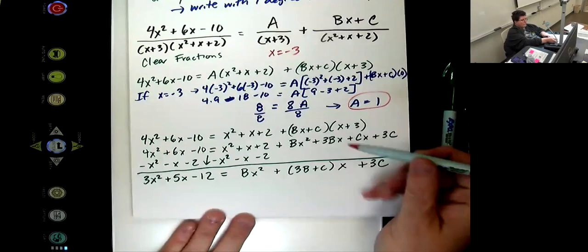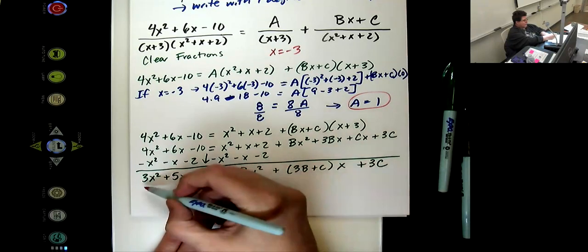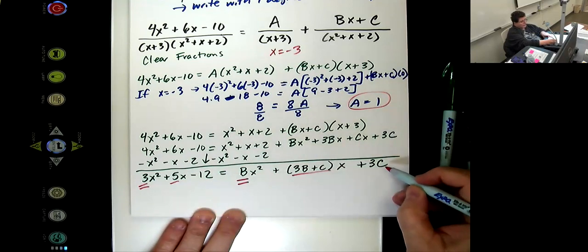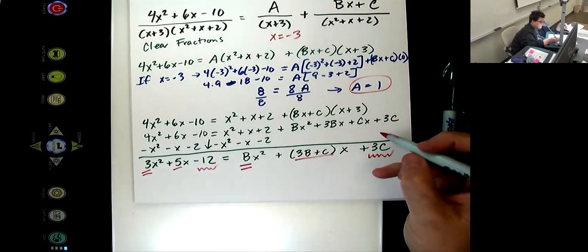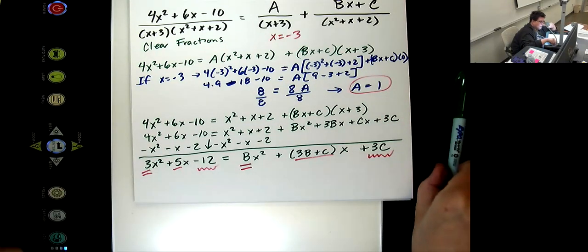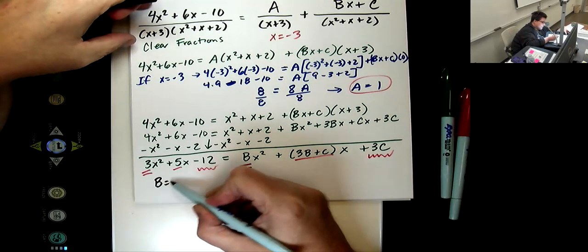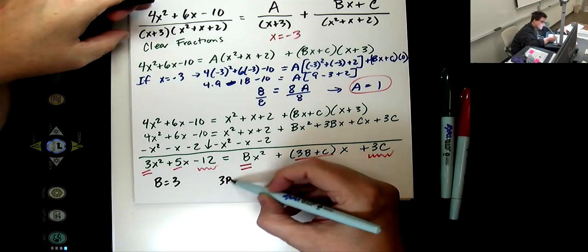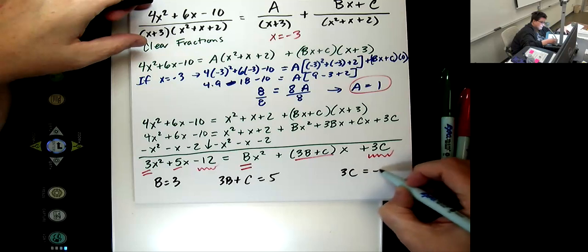So here we can equate coefficients. The b has to match up with the 3. The 3b plus c has to match up with 5. And the 3c has to match up with -12. I'm gonna literally write all 3, although it should look clear when I do that we don't need all of them. If I match up the x squared coefficients, I got b equals 3. If I match up the x coefficients, I've got 3b plus c equals 5. And if I match up the constants, I have 3c equals -12.